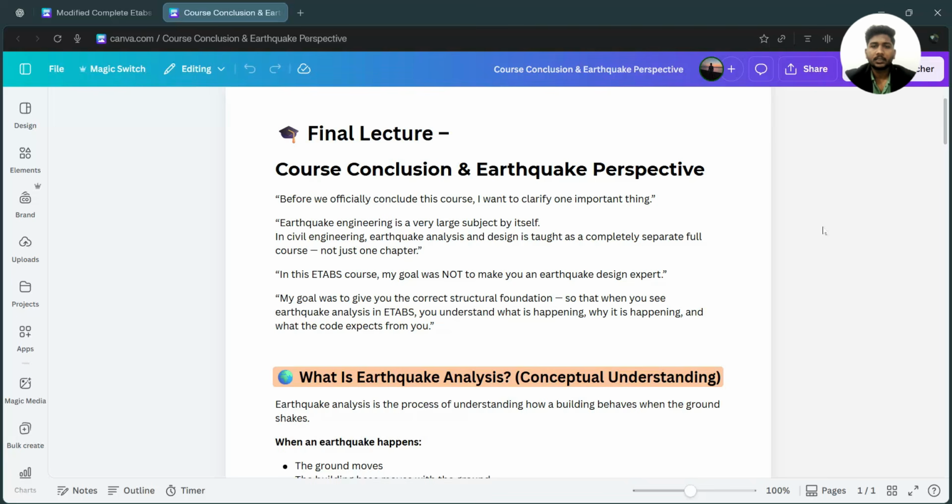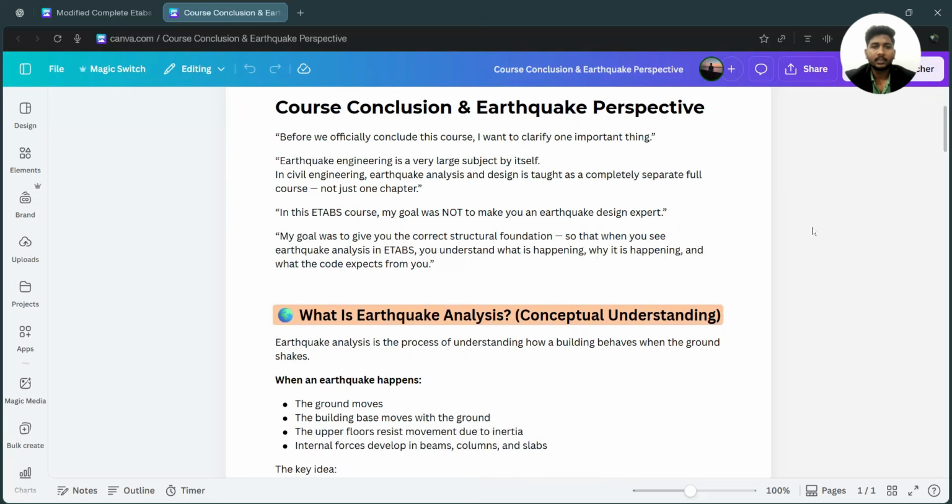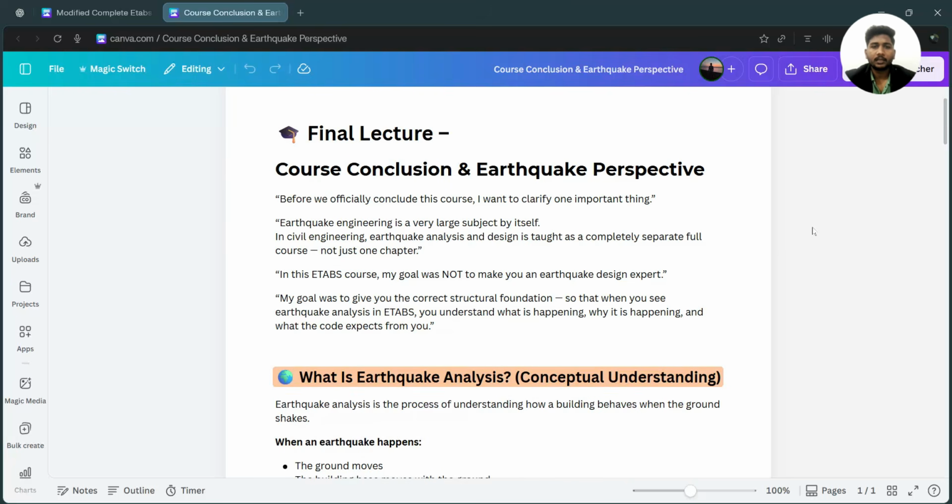Before we officially conclude this course, I want to clarify one important thing: earthquake engineering is a very large subject by itself, and it can't be taught by just showing you how to work on it in ETABS. We have to read the books and see the detail of it. In civil engineering, earthquake analysis and design is taught as a completely separate full course, not just one chapter.